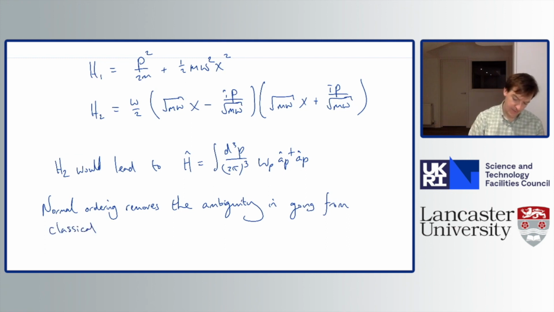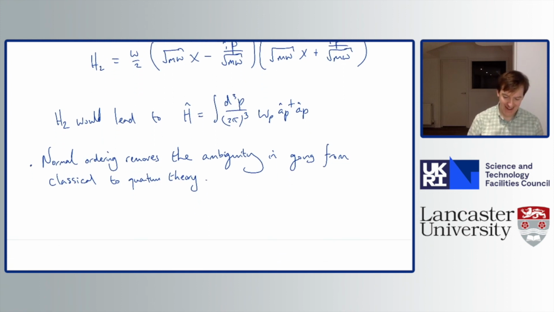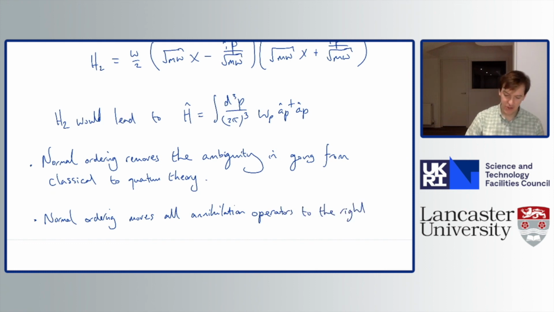We got this problem. Or at least this is the aim of what normal ordering will do, remove this ambiguity. So let me tell you what it actually does and how it does it. What normal ordering in practice does is that it moves all of my annihilation operators, all of my A sub k operators, to the right-hand side of the expression.